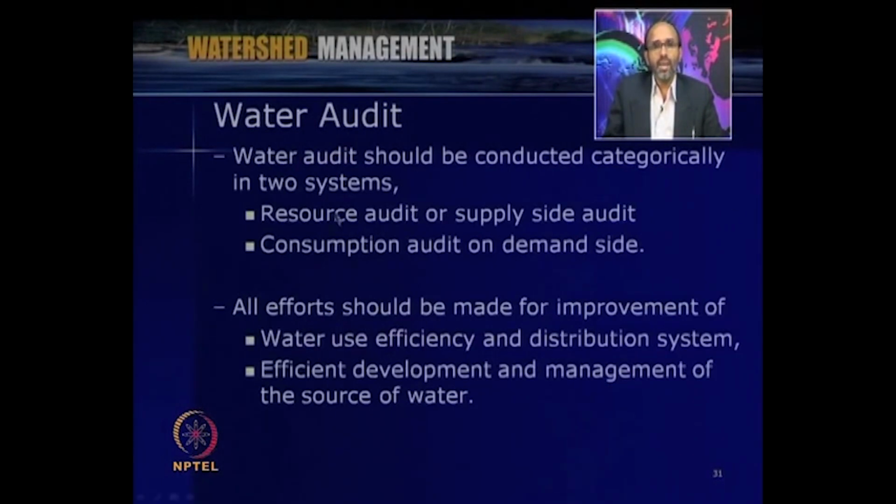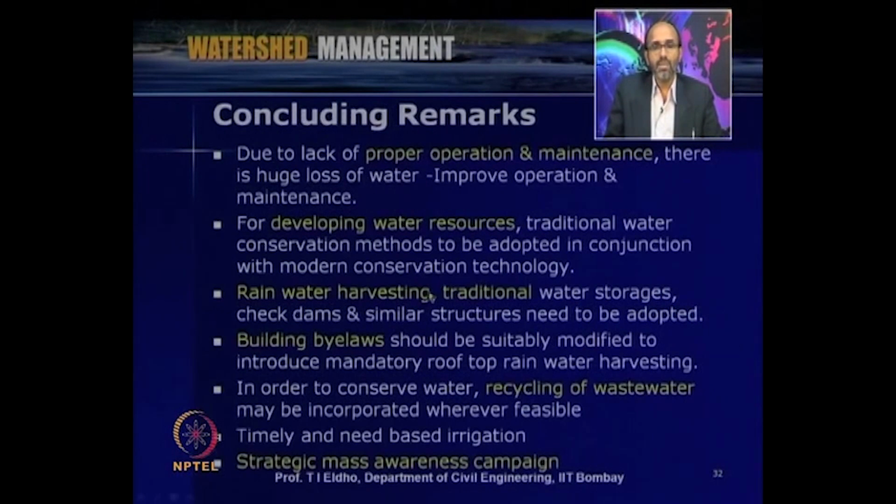So, finally, water audit also should be conducted categorically in two systems: the resource audit or supply side audit, and then the consumption audit or demand side. So, water audit should be supply side as well as demand side, and all efforts should be made for improvement of water use efficiency and distribution systems, so that we can achieve water conservation, and then efficient development and management of the source of water. So, that way water audit is a very important system in any water conservation plan. A very effective water audit report will be very useful as far as water conservation is concerned.